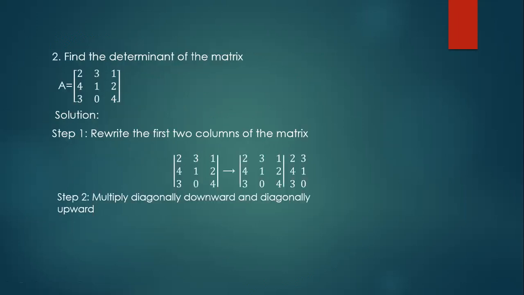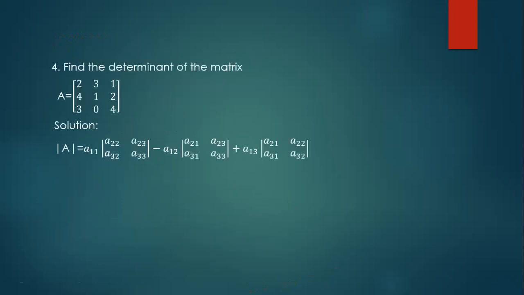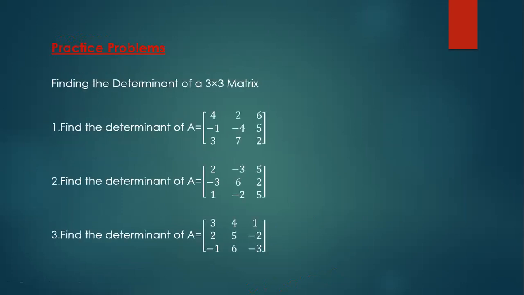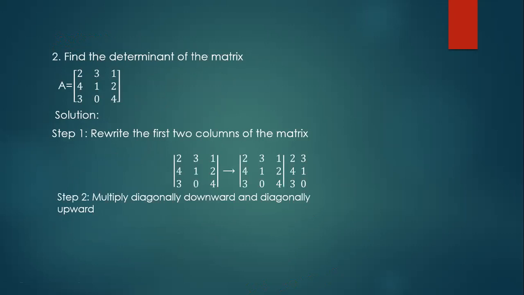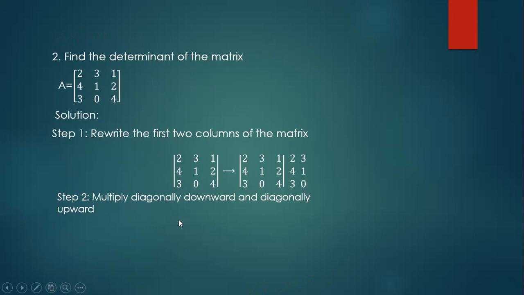The next problem, we take the same problem for another method also. Here the answer is minus 25. I take the same problem for another method also. The answer is minus 25. The answer is same. First rewrite the first two columns.